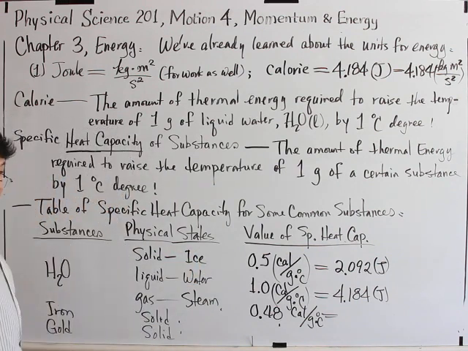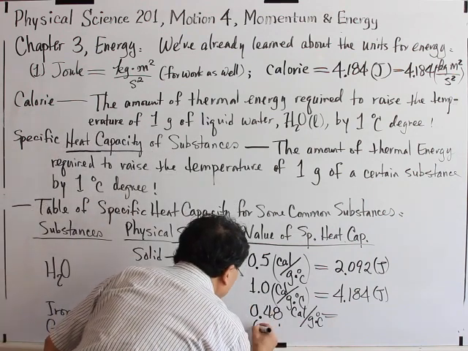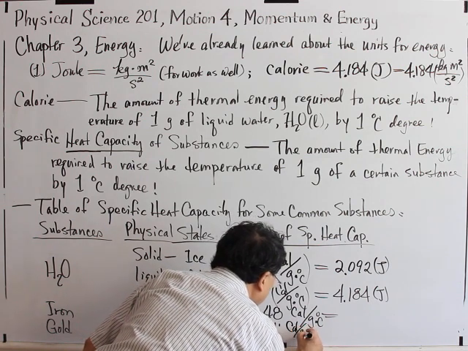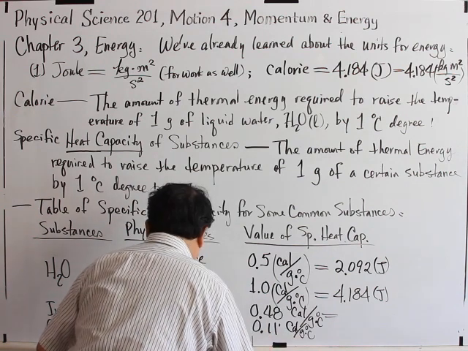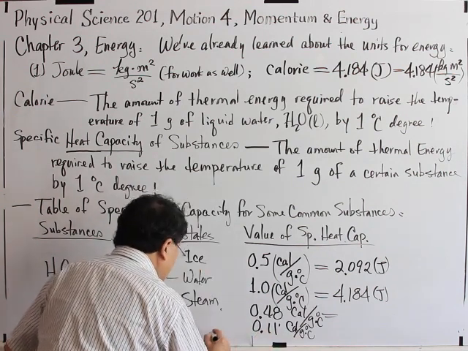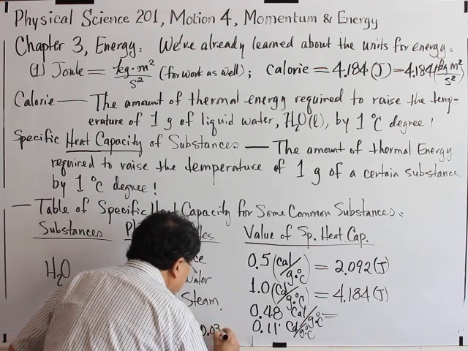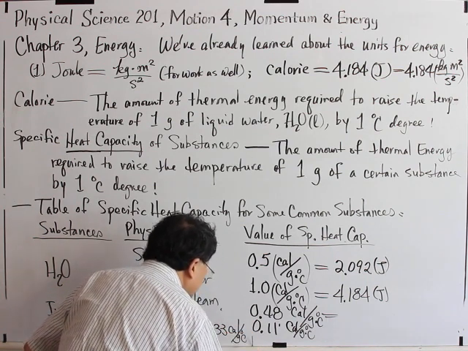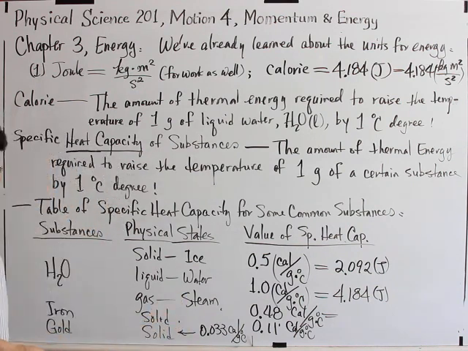Now, what is the iron? The iron is very small. Iron value in calorie is 0.11. Now, same thing, calorie per gram per degree. For gold, all right, let me put the gold here, because our time is running out. 0.0033 calorie per gram per degree Celsius. Now that is for gold. Let me put it here, because my handwriting is out of control with the size.